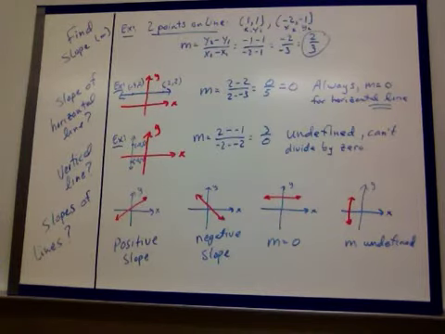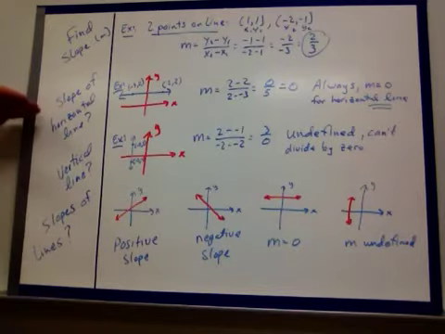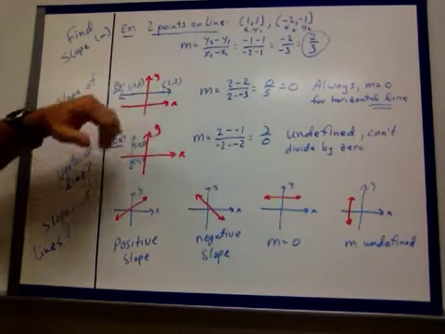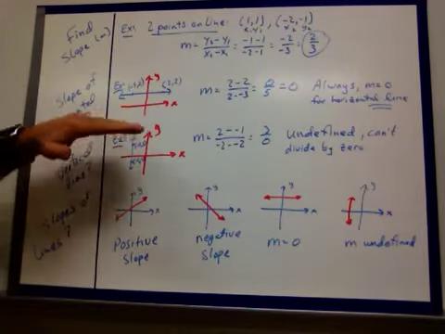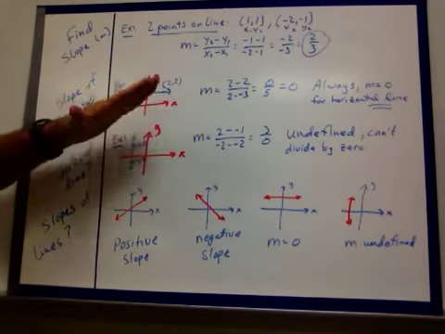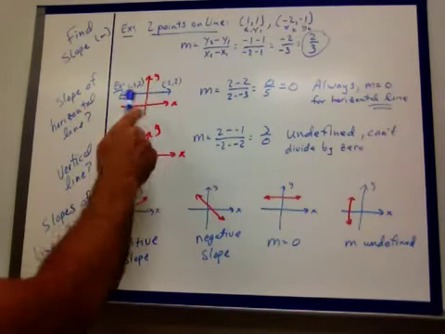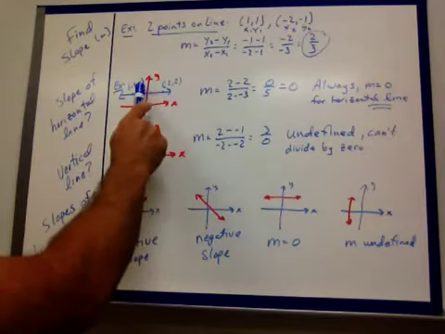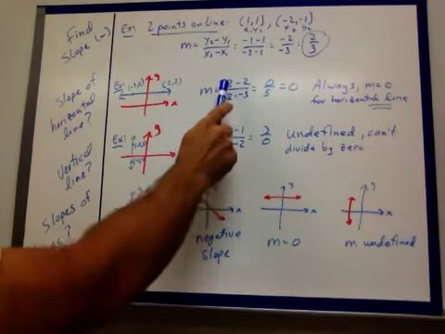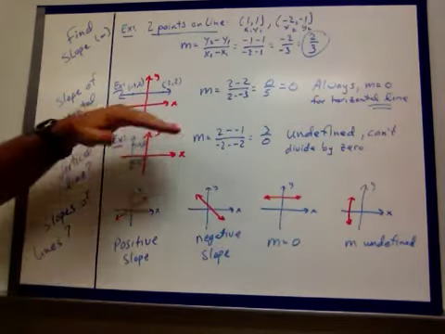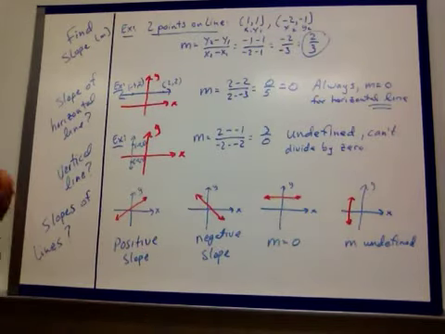A couple special cases here. Slope of a horizontal line. Remember, horizontal is flat, straight across, like you're looking at the horizon. The slope is 0. And you can see by taking 2 points, when you take the 2 minus the 2 on top, you get 0, and 0 divided by anything is 0. And that'll always be the case with a horizontal line. The y values will give you 0. So that's a 0 slope.